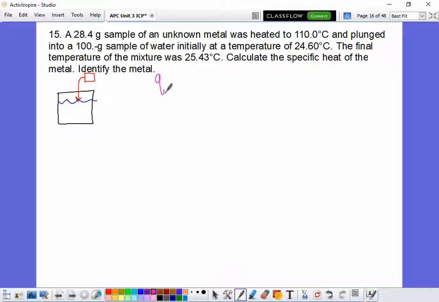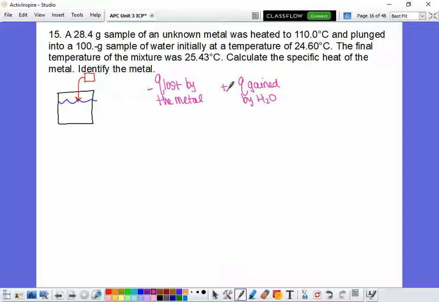So the metal is doing what with energy? Is it gaining or losing? Losing. It's losing heat. So the Q lost by the metal, that should be negative, right? And then the water is doing what? It's gaining. And that should be positive, right?